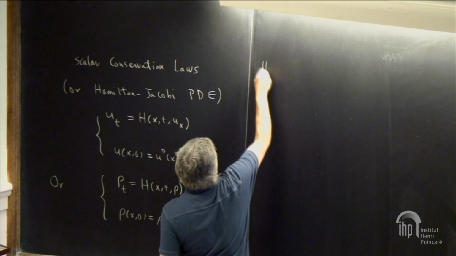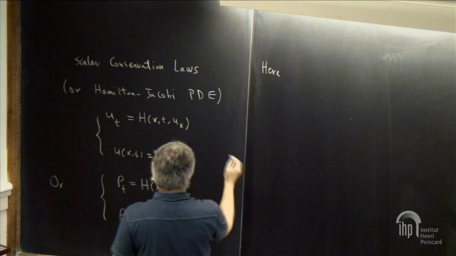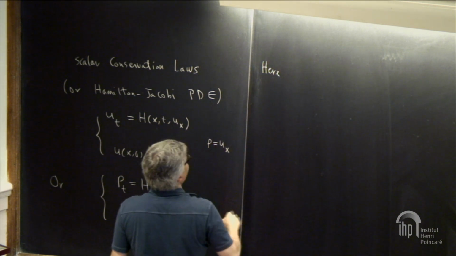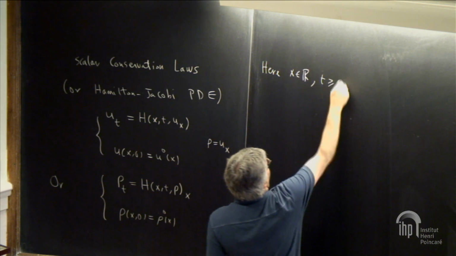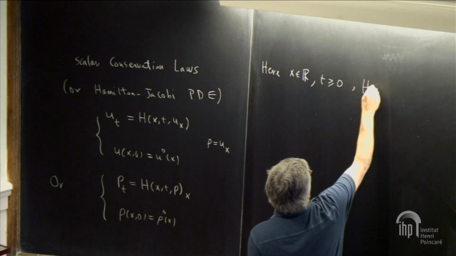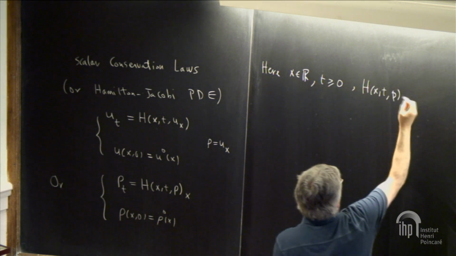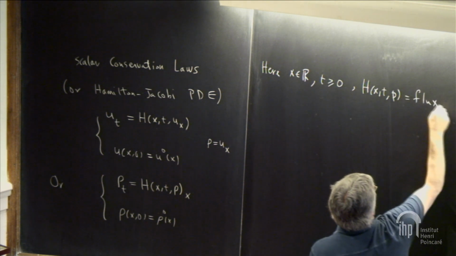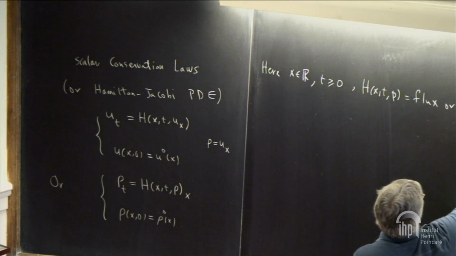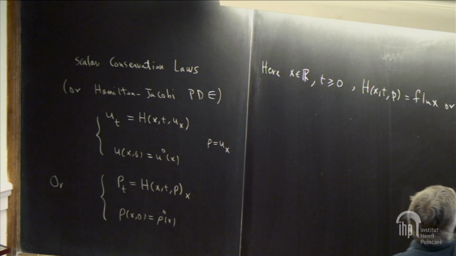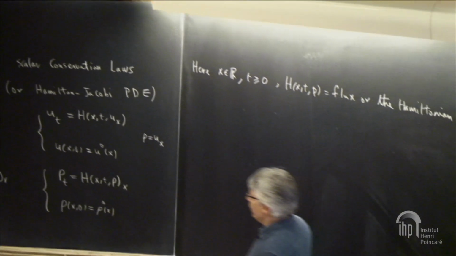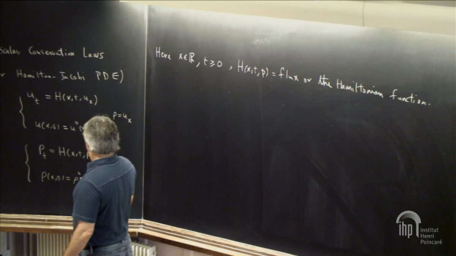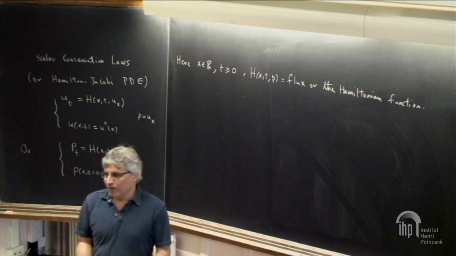So here, first, maybe I should mention that rho here is u_x. Here, x is real, and t is non-negative. And H(x, t, p), this is the flux or the Hamiltonian. That's the way to think about it. And the focus would be when either rho_0 or H or both are random.